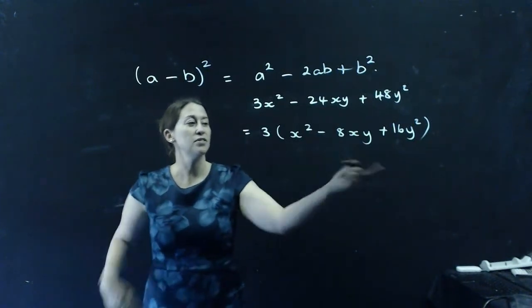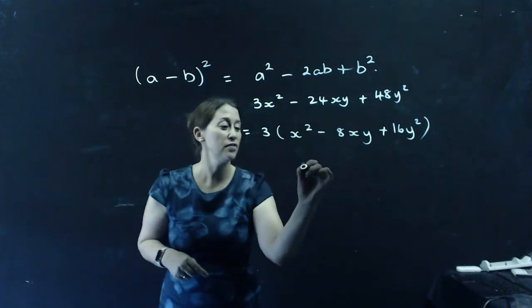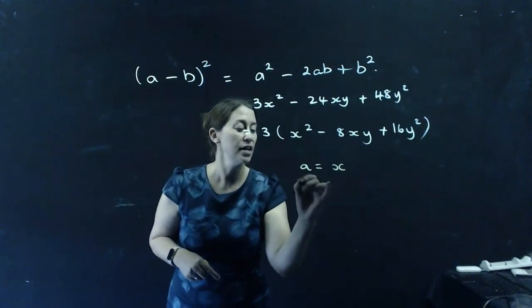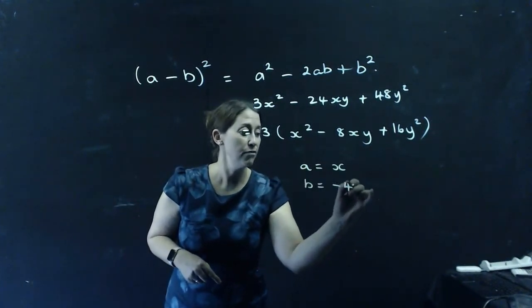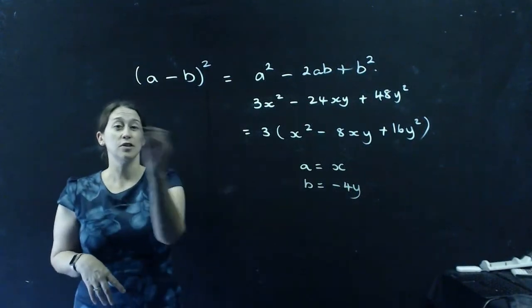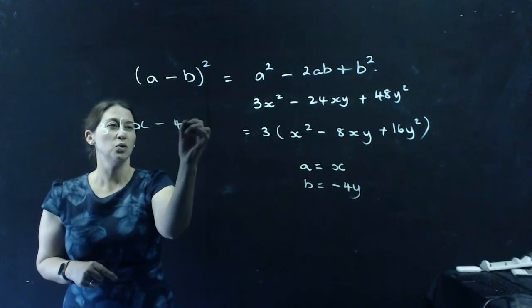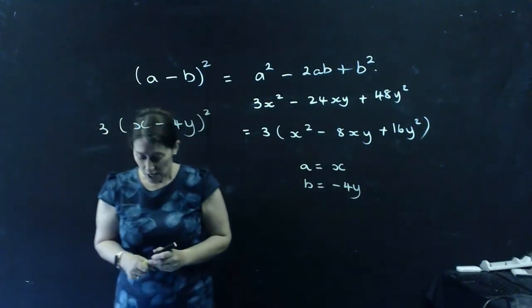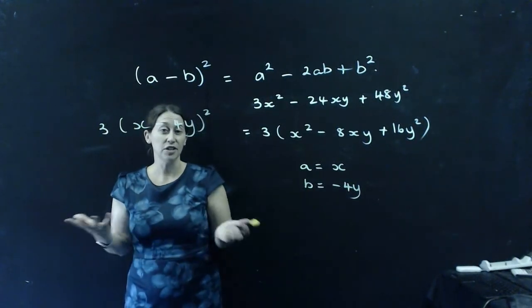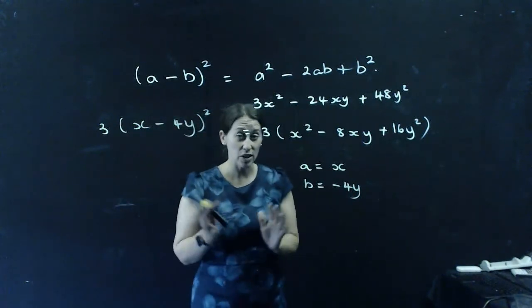So I can now simply factorize this, knowing that A is equal to x and B is equal to negative 4y. When I pop it in here, don't forget the 3 on the outside. We get 3 times x minus 4y all squared. And that pretty much is everything you need to know about factorizing special expressions.